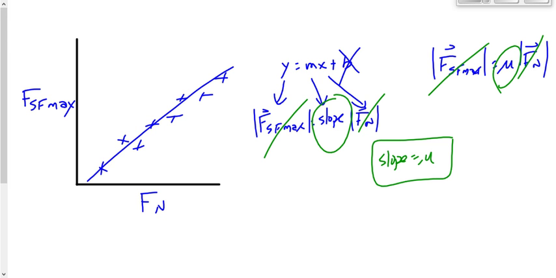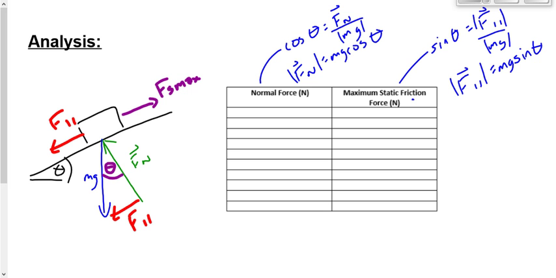So the slope of FSF max versus Fn is equal to the coefficient of friction, just like it was last time, but this time it's a little bit harder to find the values of FSF max and the normal force. Last time it was either just read the value off of the scale or do a simple calculation. This time we've got to do a little bit more. Mg cosine theta to find the normal force, mg sine theta to find F parallel and therefore FSF max.